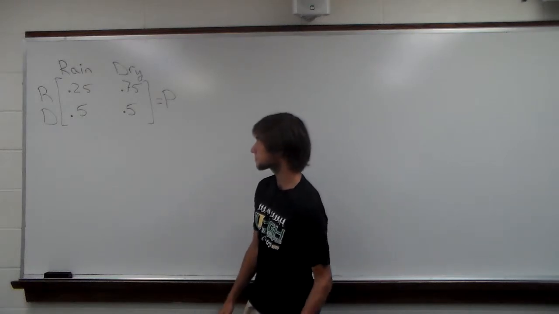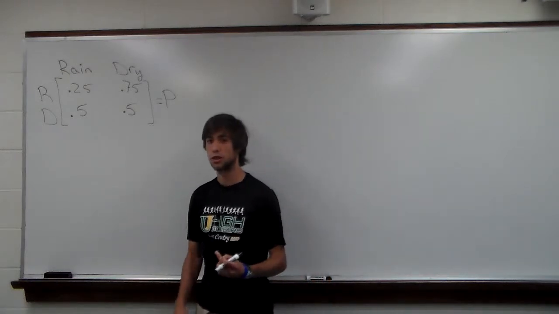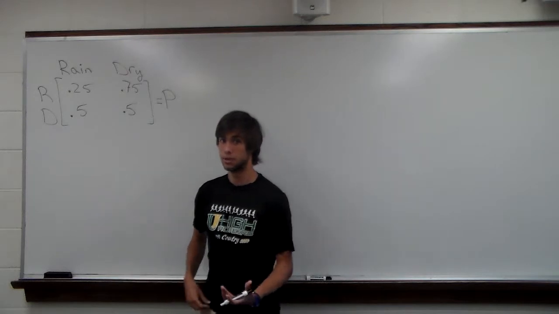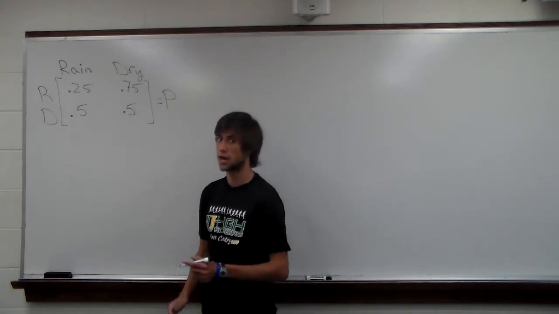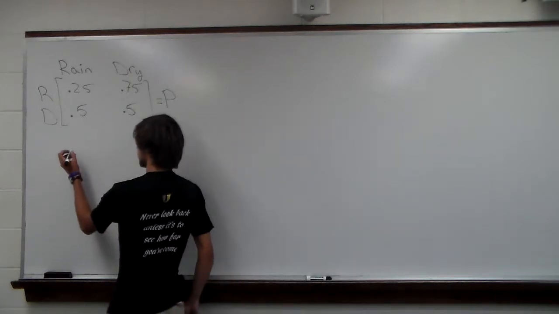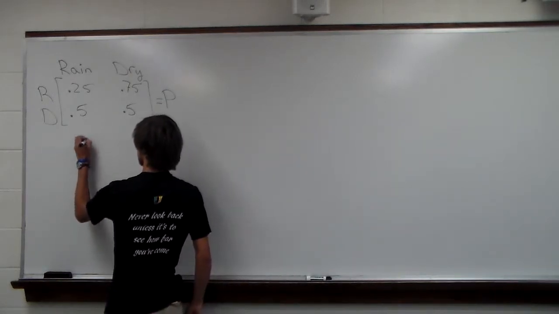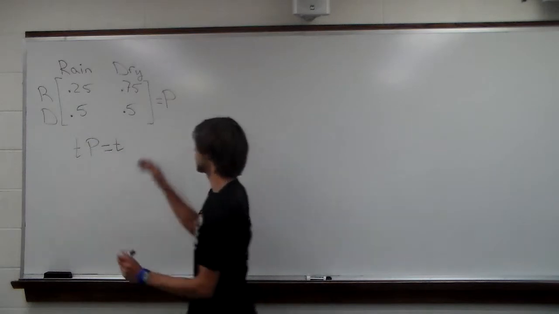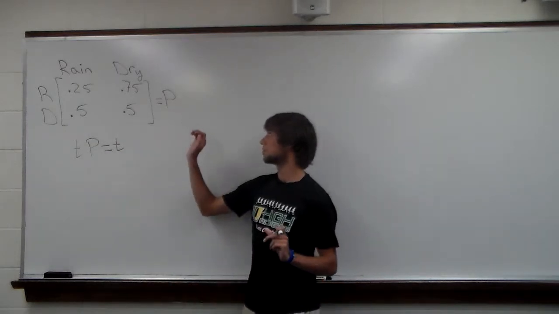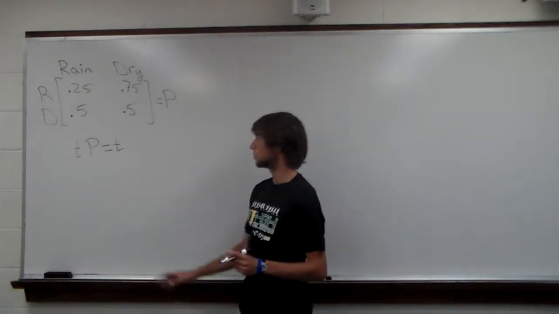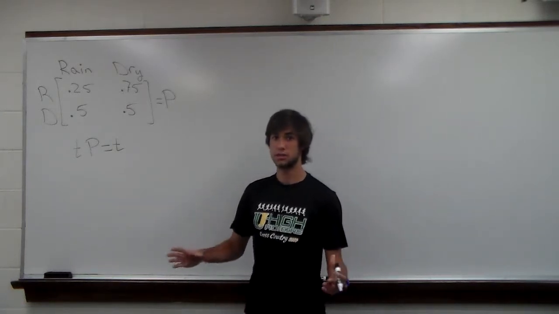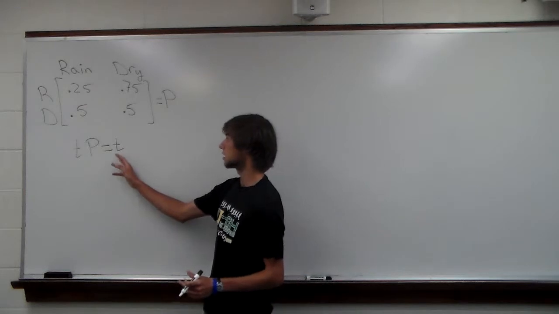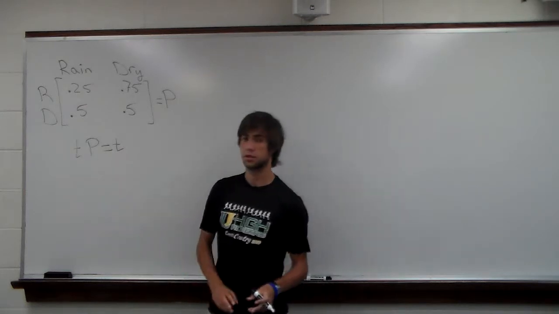Now what we want to do is figure out what the long run is going to be, so what portion of the days it's going to rain and what portion of the days it's going to be dry. To do that, we're going to take T, P equal T. Our initial matrix is P, and we're going to multiply that by some initial vector of just T, so it's an arbitrary vector, and it's going to come out equaling the same vector.